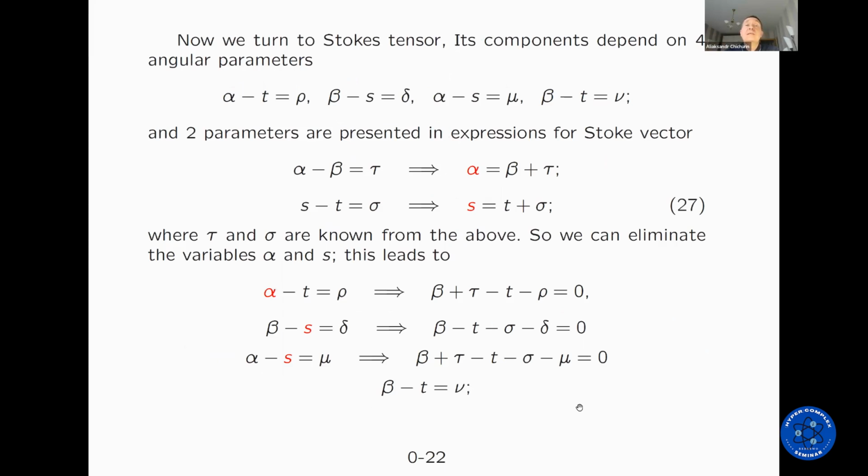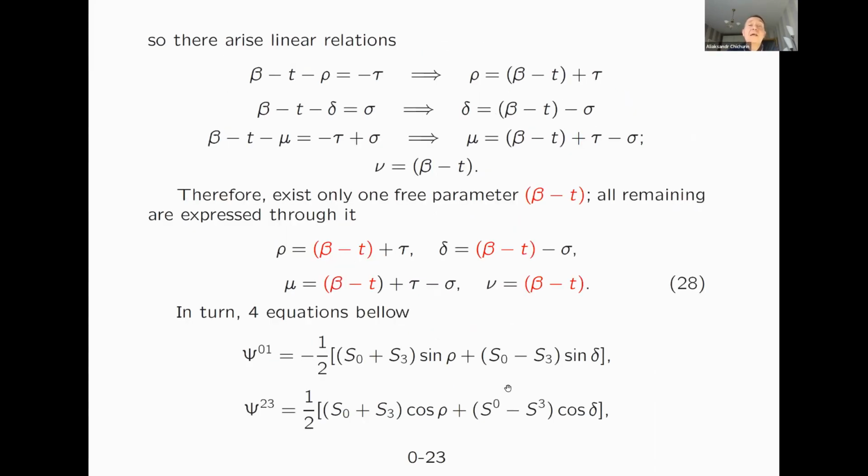Now we turn to the Stokes tensor. Its components depend on four angular parameters. We see these parameters, and two parameters are present in the expressions for the Stokes vector in the form 27, where tau and sigma are known from the above. So we can eliminate the variables alpha and s, and the needed calculations lead to these equations. So there arise linear relations, and there exists only one free parameter in the difference beta minus t. All the remaining are expressed through it in the form 28.